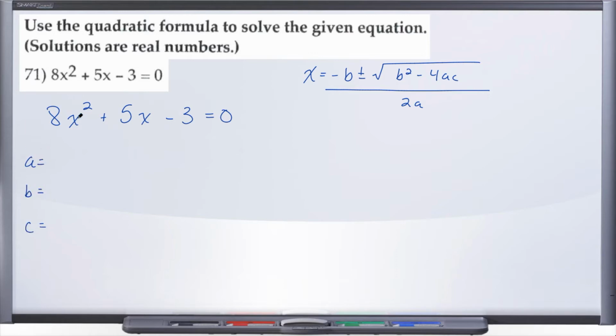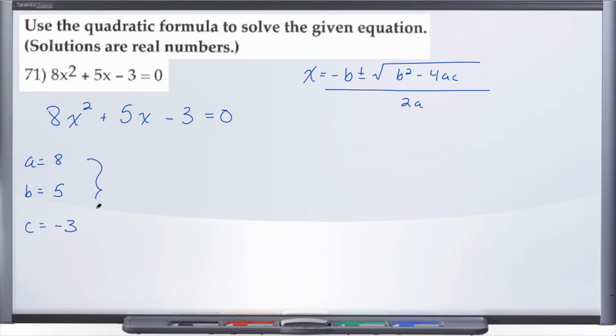A is the coefficient in front of your x squared term, so in this case 8. B is the coefficient of your x, so 5. And make sure you take the sign with you. In this case, both were positive, so we don't really have to worry about it. But here, C is negative 3, so you're always taking the sign with you.